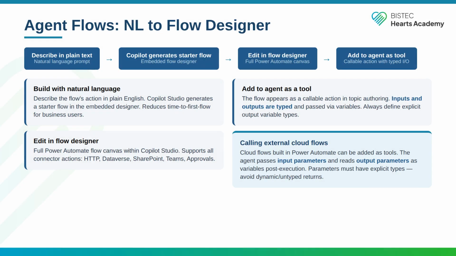Agent flows are Power Automate flows built within the Copilot Studio authoring experience and callable from topics as tool actions with typed inputs and outputs. The authoring pipeline moves through 4 stages. You begin by describing the flow's purpose in plain English. For example, when called with an employee ID and leave start and end dates, create a leave request record in Dataverse and return the confirmation number.